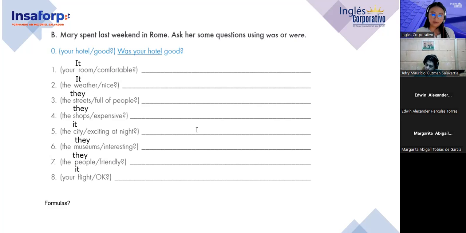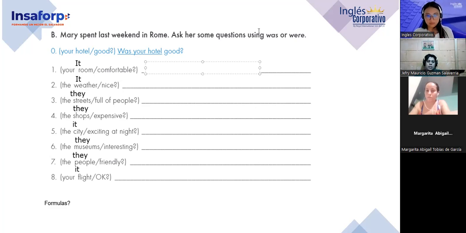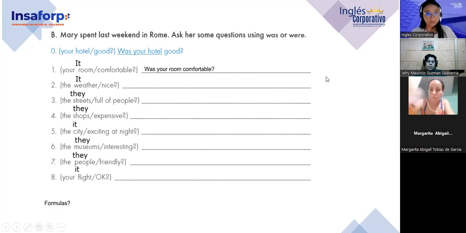Checked. So, how do we make the question? We need to have the verb to be at the beginning. It, ¿cuál es la forma correcta para it? Is it was or were? Was. Right? So make the question. ¿Quién puede hacer la pregunta? Make the question. Was your room comfortable? Was it comfortable or was your room comfortable?